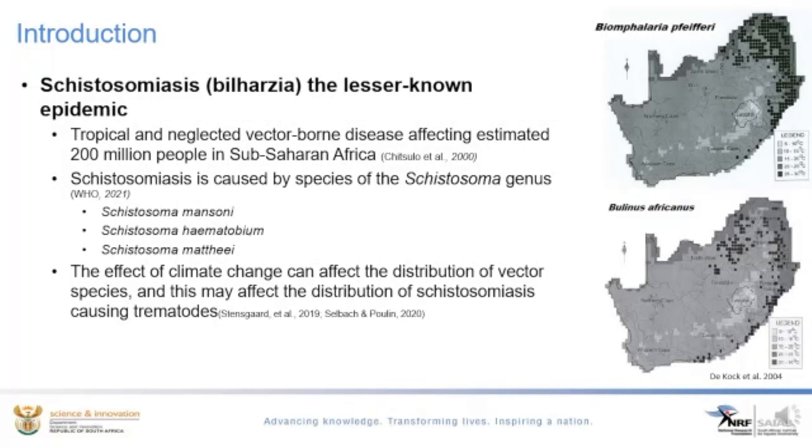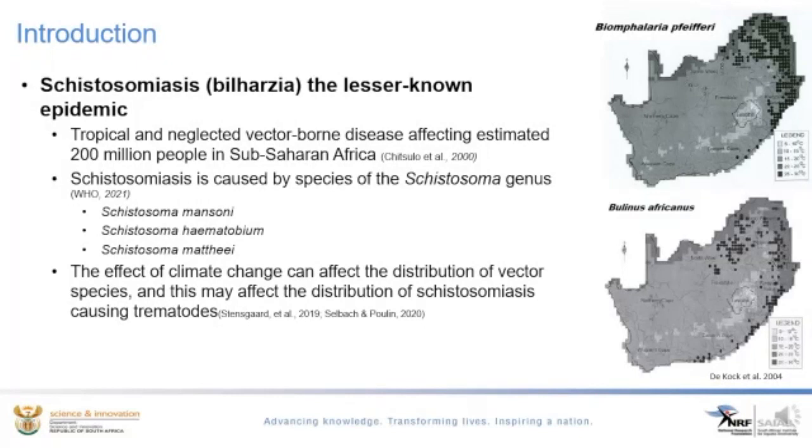Schistosomiasis, commonly known as bilharzia, is a vector-borne neglected tropical disease that is caused by a trematode infection of the Schistosoma genus and ranks as the second most widespread tropical disease in most sub-Saharan African nations. Schistosomiasis is estimated to infect 200 million people in sub-Saharan Africa and is roughly estimated to affect 40 million people in South Africa. The people most at risk of infection are rural communities without adequate access to clean treated water.